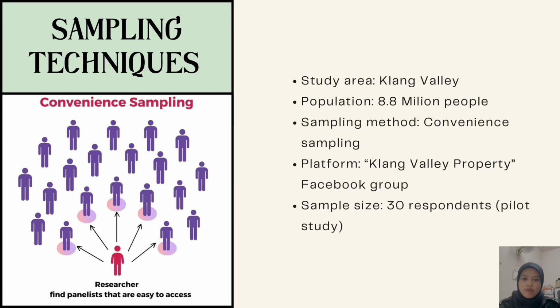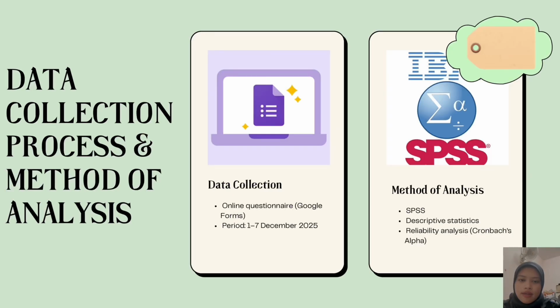This study used convenience sampling as it is suitable for a pilot study. The questionnaire was distributed online through the Klang Valley Property Facebook group. A total of 30 respondents participated in this pilot study to test the questionnaire before a full-scale study. Then, data collection process and method of analysis. Data were collected using an online questionnaire over a 1-week period and analyzed using SPSS through descriptive and reliability analysis.